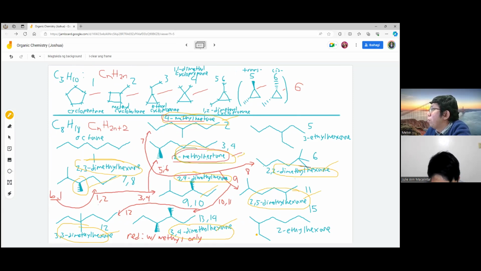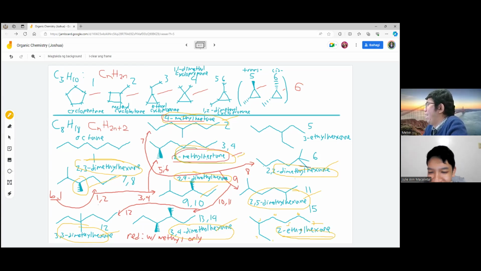Tapos 3,4. Yung mga ethyl mo. Okay. 3-ethyl. Wait lang ha. Check ko muna kung 2-ethylhexane. Pag ganito, Josh, this is 1, 2, 3, 4, 5, 6, 7. Right? Tama. This is basically 3-methylheptane. Ah, wait a minute. So does that mean na 3-methylheptane mo? Ayun meron nga, nakuha mo yung 3-methylheptane. Ito yon. Pero mali yung name.